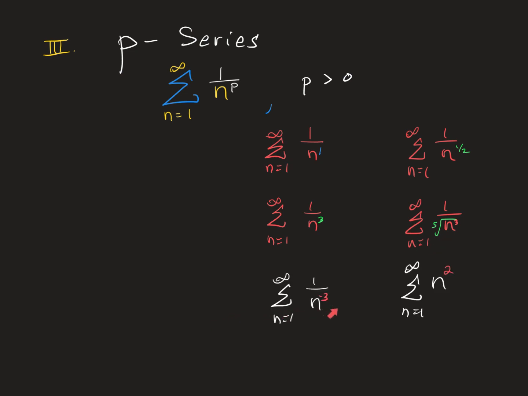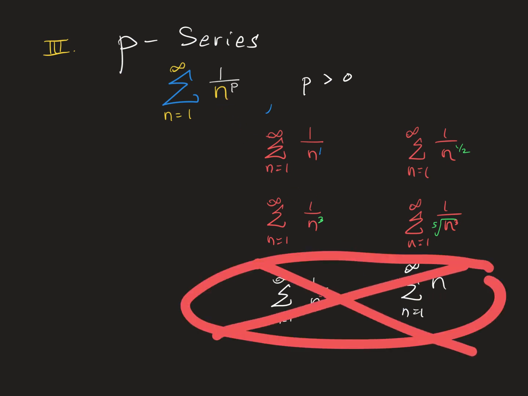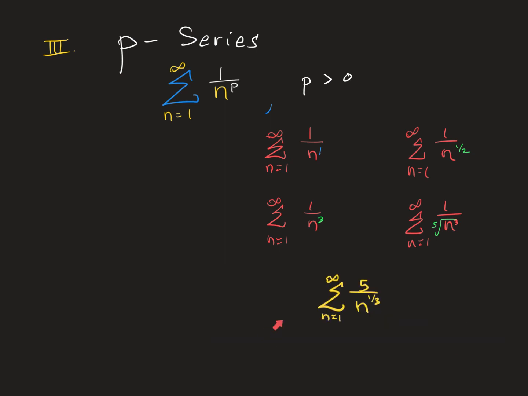These are not p-series. P, the exponent of n in the denominator, has to be positive. If we wrote n in the denominator, it'd be n to the negative second, so not a p-series. This one is a p-series. At least it's 5 times a p-series.